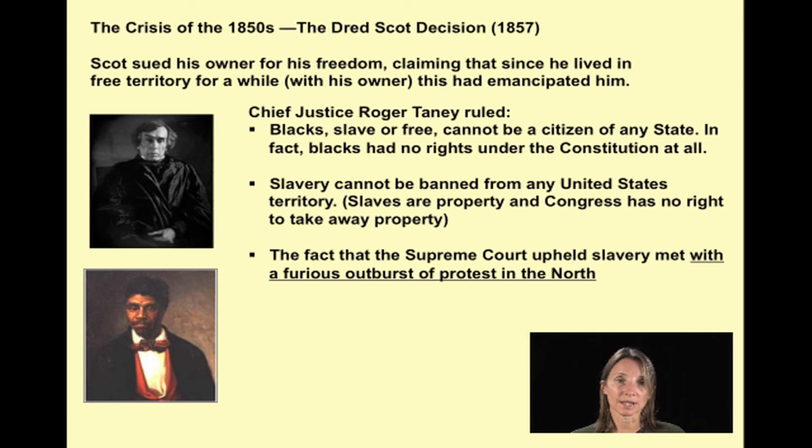He also ruled that slavery cannot be banned from any territory in the United States because that would violate the right to property. So that meant that the territory above the Missouri Compromise line, when they banned slavery there, that wasn't even constitutional. I mean, the Kansas-Nebraska Act reversed it anyway, but this said Congress can't ban slavery.